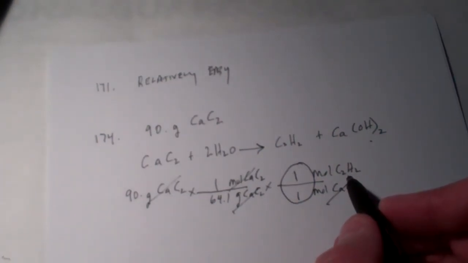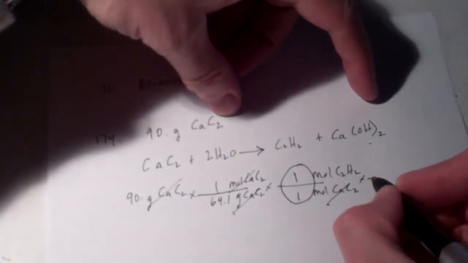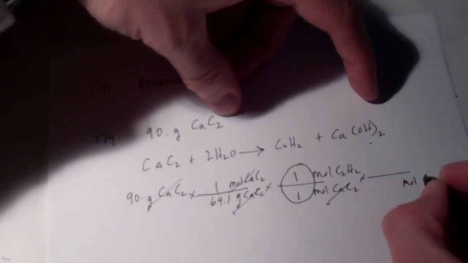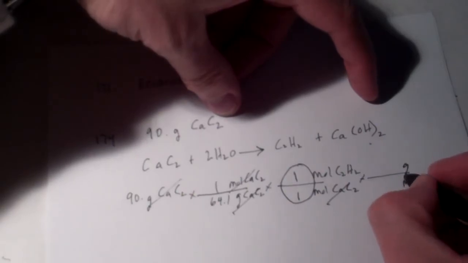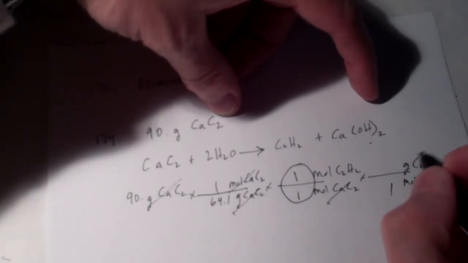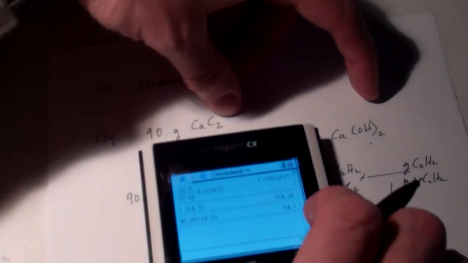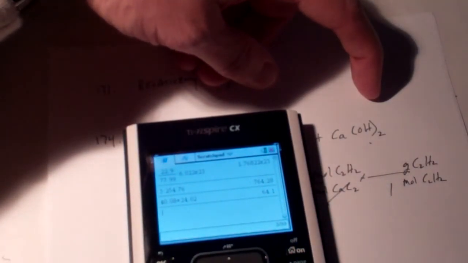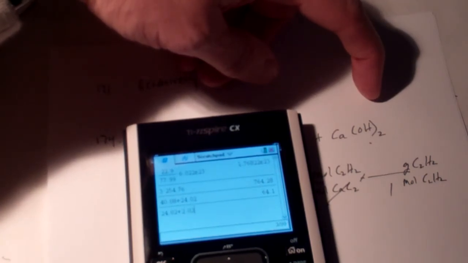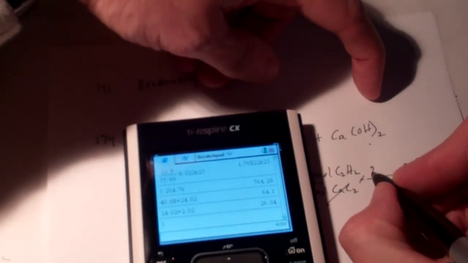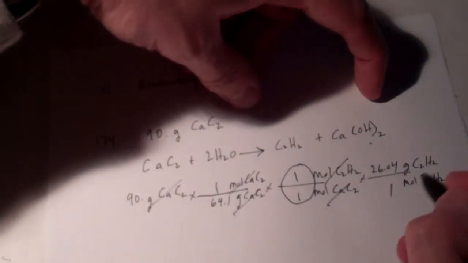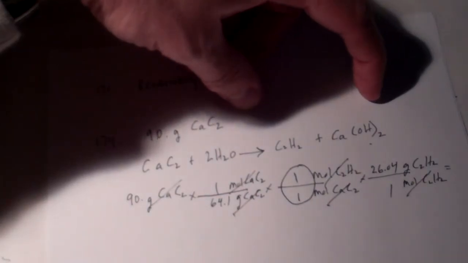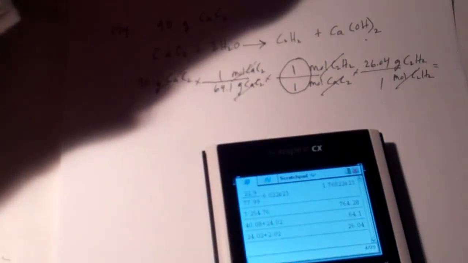Now the question wants to know what mass. So my final step is to go from moles of C2H2 to grams of C2H2. 1 mole of C2H2 is the mass of 2 carbons plus the mass of 2 hydrogens. And that turns out to be 26.04 grams in a mole. So it's all over but the final calculation. So let's move this up and take a look.